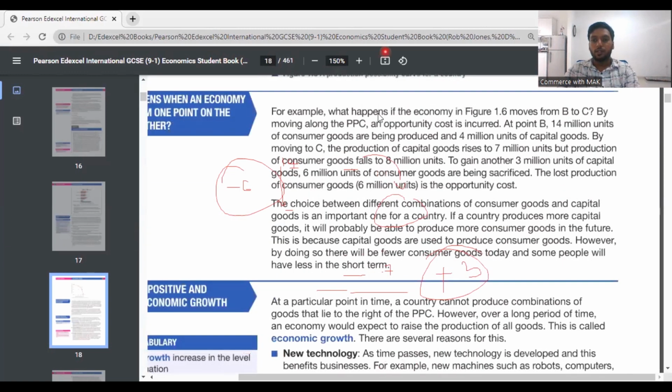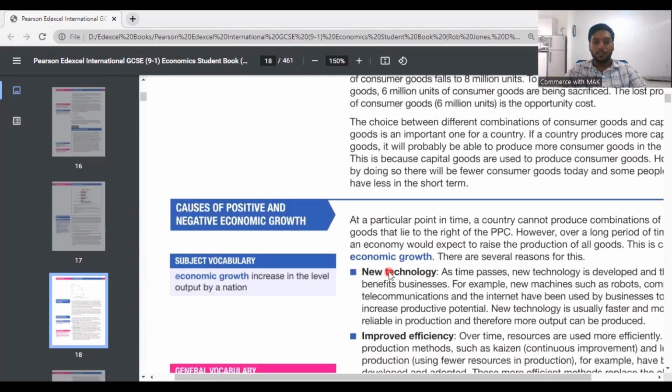The choice between the different combinations of consumer goods and capital goods is an important one for a country. If a country produces more capital goods, it will probably be able to produce more consumer goods in future. This is because capital goods are used to produce consumer goods. However, by doing so, there will be fewer consumer goods today, and some people will have less in the short term. So they're saying that capital goods are better than consumer goods because capital goods bring more consumer goods in future. But if you produce fewer consumer goods now, people will not have enough goods to consume for themselves. There'll be scarcity again. So you should try to use your resources between capital goods and consumer goods properly in order to avoid the basic economic problems.